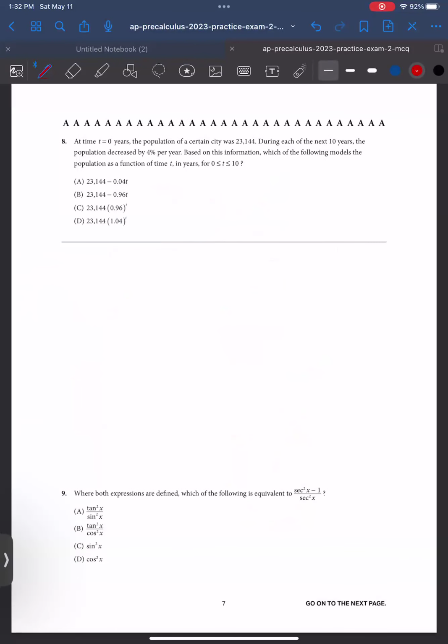All right, number 8. At time t equals 0, the population of a certain city was 23,144. During each of the next 10 years, the population decreased by 4% per year. Based on the information, which of the following models the population as a function of time t in years, between 0 and 10 years? Okay, so city starting at 23,144, 10 years, decreased by 4%. And then I'm looking at the main thing. Since it says a set value that it decreases by, it doesn't vary from that. So is it linear?